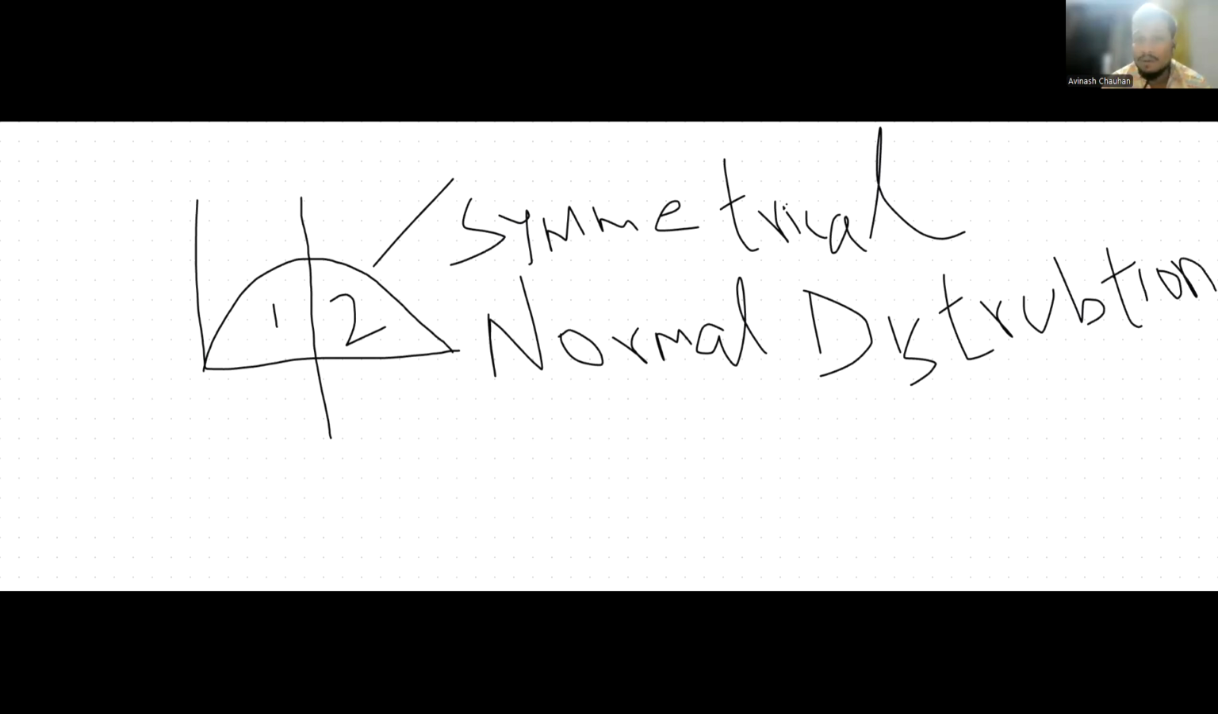So this is normal distribution. When we cut the graph in a symmetrical way, when our graph is divided into two halves symmetrically, and both sides are identical, then it is called normal distribution. Okay.